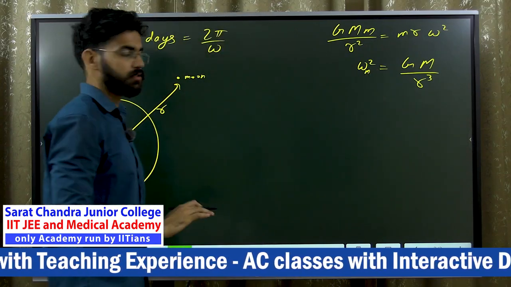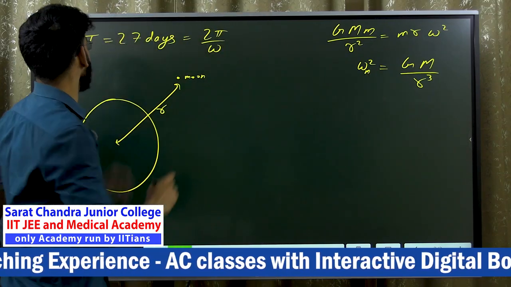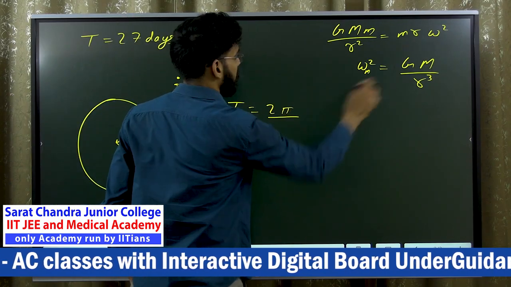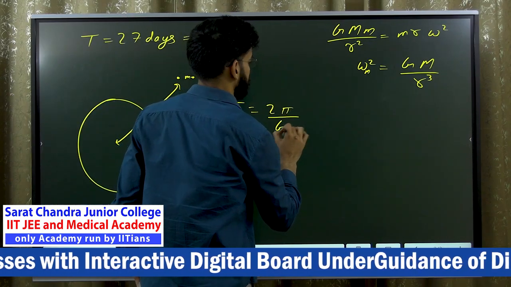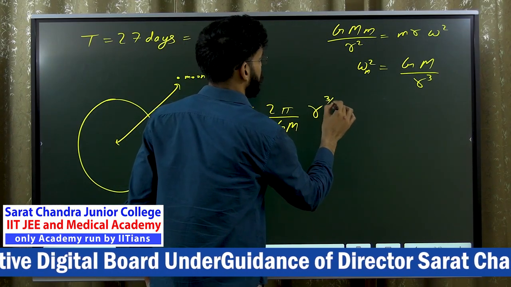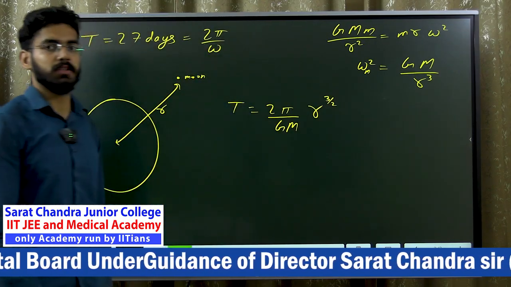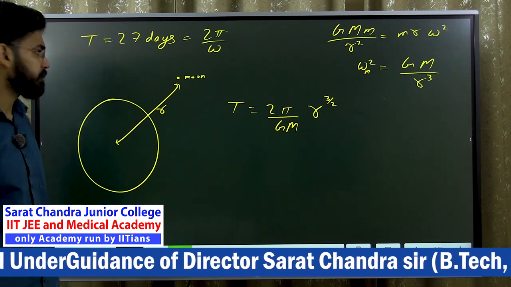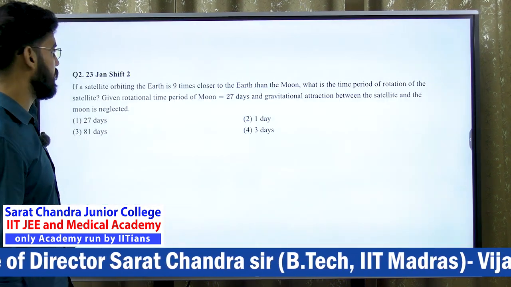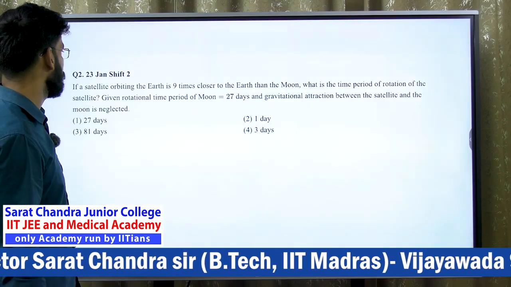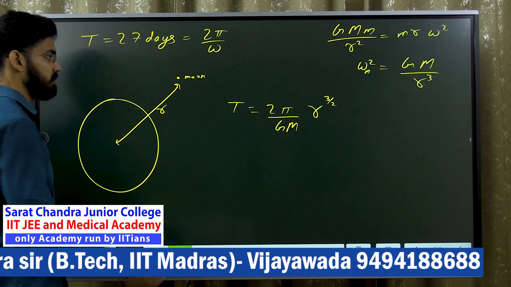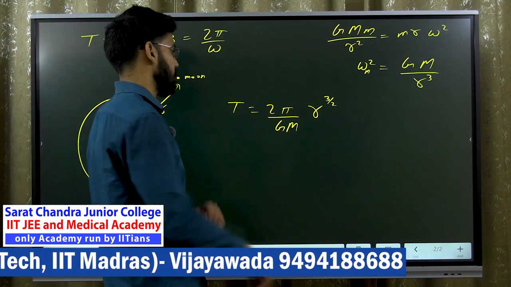Understood? So if I put the value here, what I got is that time period is equal to 2 pi by omega. If I put omega, this will be 2 pi by root of G M, and r raised to power 3 by 2. That's what I got. Now, this is the formula. He is saying that if the satellite is 9 times closer, means r is r by 9, then what will happen?